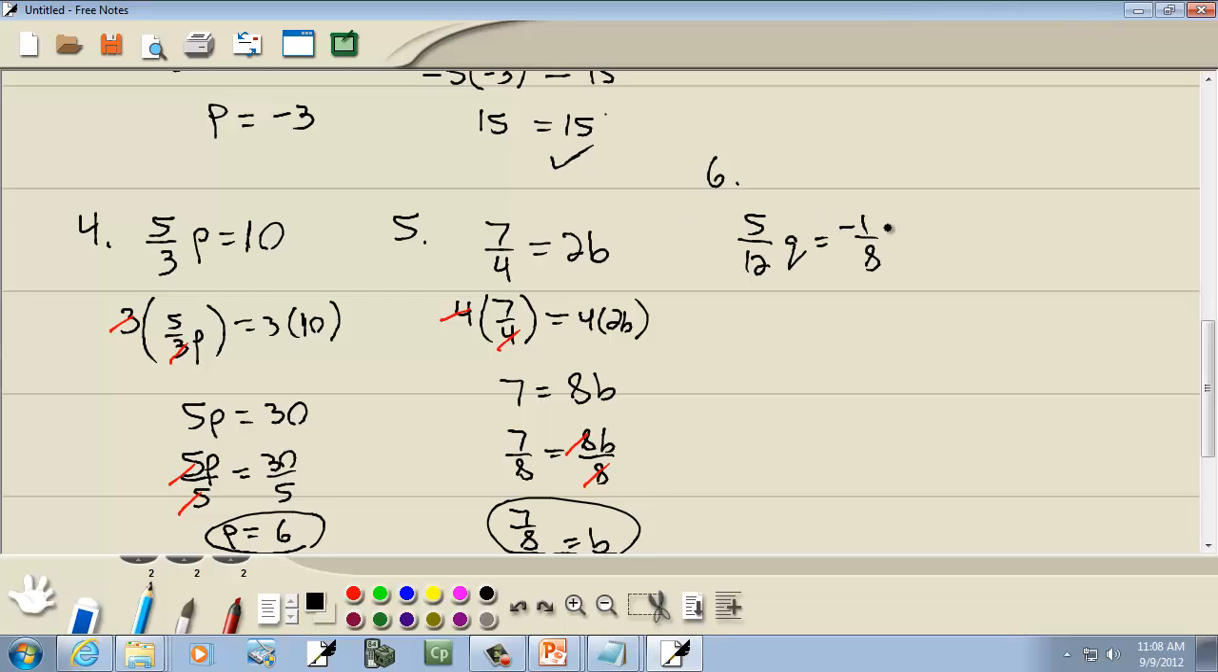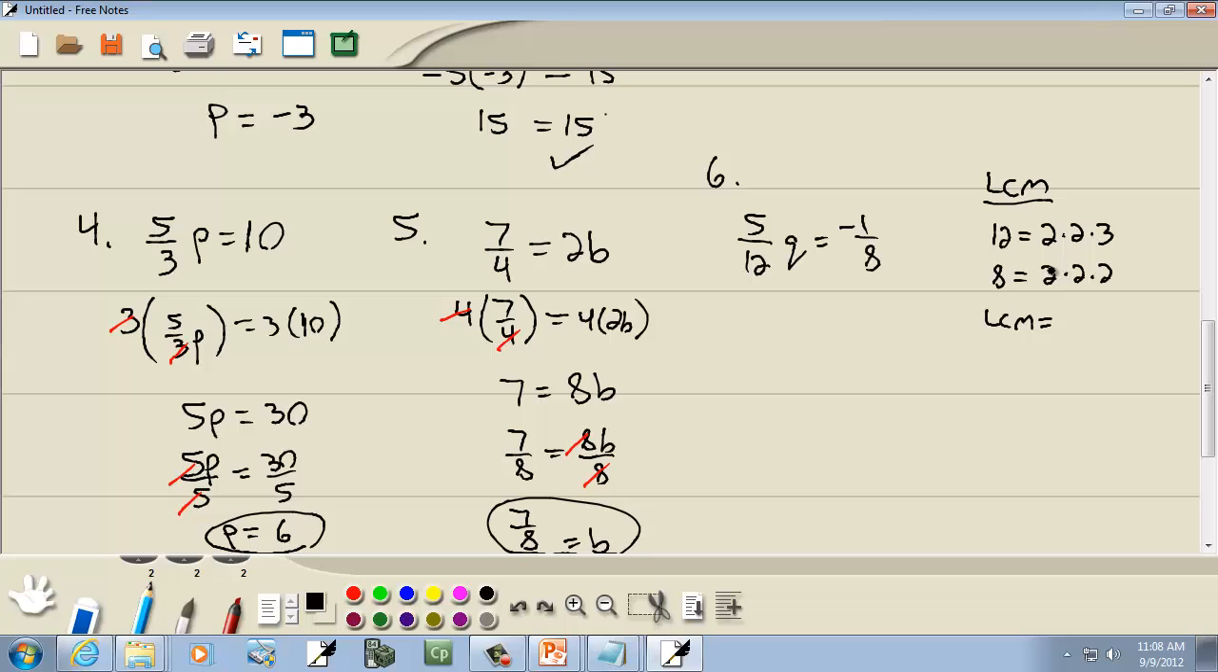First step, get rid of parentheses. Don't have any. Second step, get rid of fractions. Multiply everything by the LCM of all your denominators. Well, this time we have 2 denominators, so let's find that. To find the LCM, again, we do the prime factorization of each one. 12 is 2 times 2 times 3. And 8 is 2 times 2 times 2.